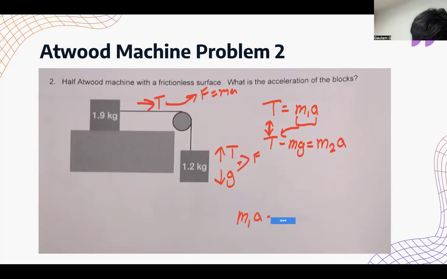m1a minus g equals m2a. Sorry, I don't want to mess up. That's a 2. And what I did there was I just substituted T for m1a because we don't need T. Does that make sense? Does this step make sense, what I did here?